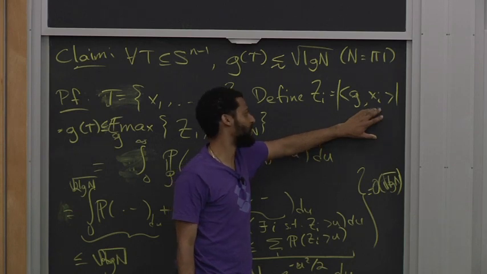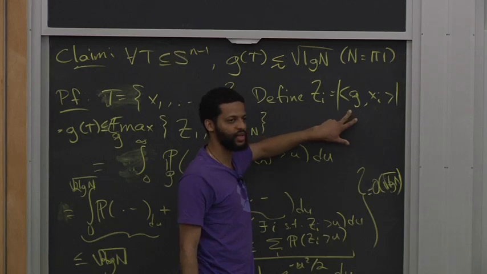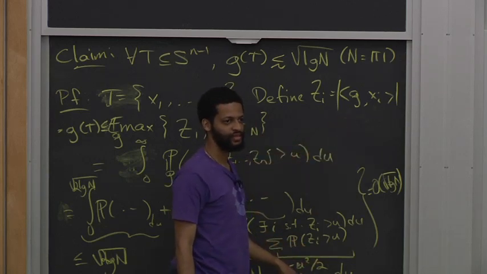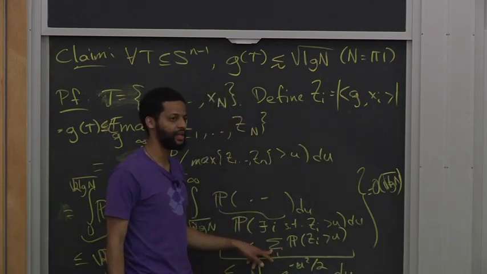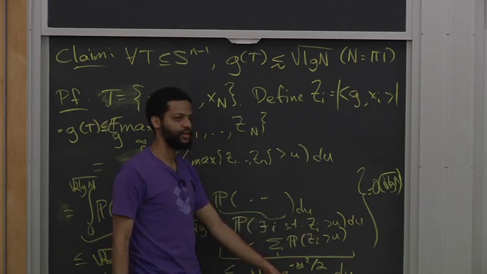And it's a Gaussian of variance the square root of x, which is 1. So what's the probability that a Gaussian is bigger than u? It's basically something like e to the minus u squared, roughly. And there are capital N things that we're summing up, so this probability is at most capital N times e to the minus u squared.